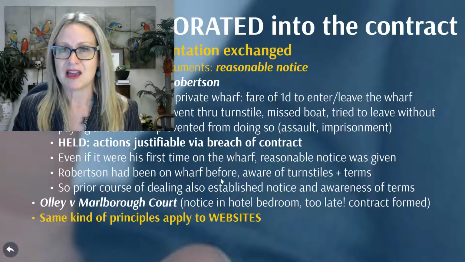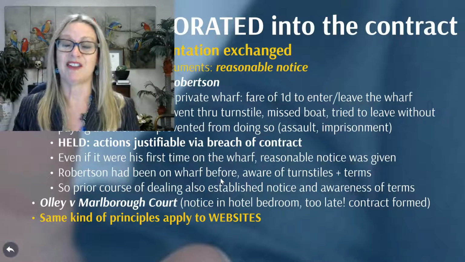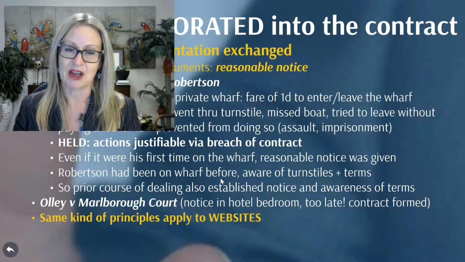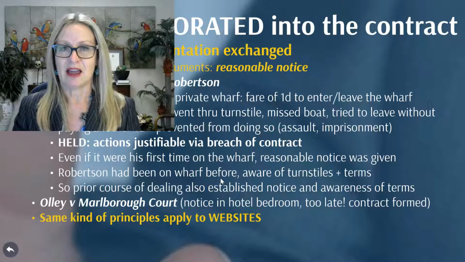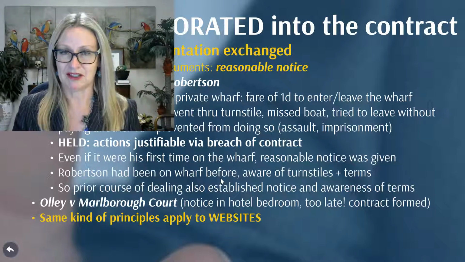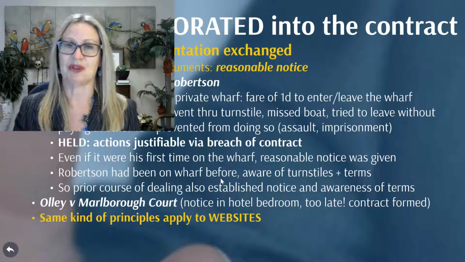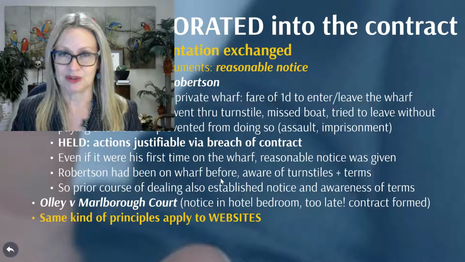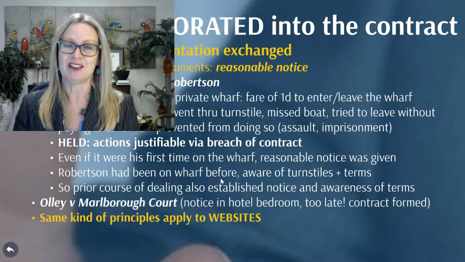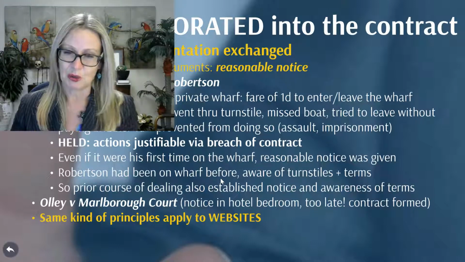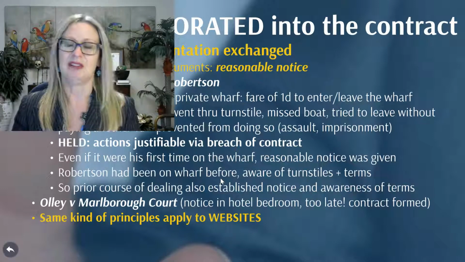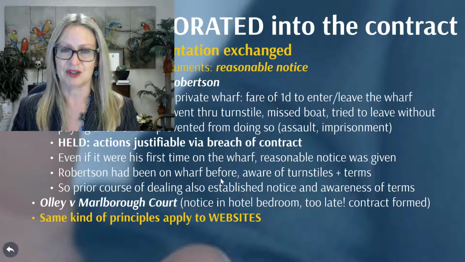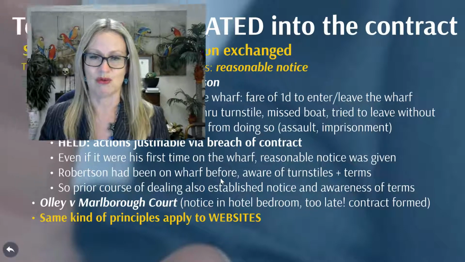Olley v Marlborough Court is just one further example of that rather classic contract law case, this one, where a notice was placed up on the wall of a bedroom in a hotel, and it didn't really matter how big the writing was on the notice or where exactly in the room it was displayed, because the fact was the contract had been formed at the front desk where there had been the exchange of money and terms and so forth. It was too late to try and incorporate terms via a sign on the wall there.